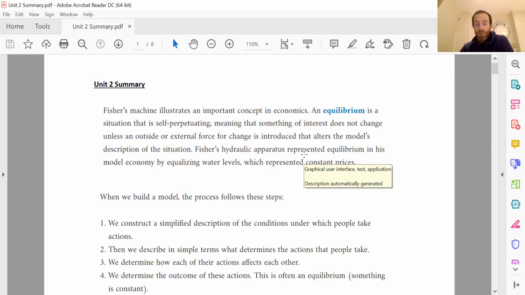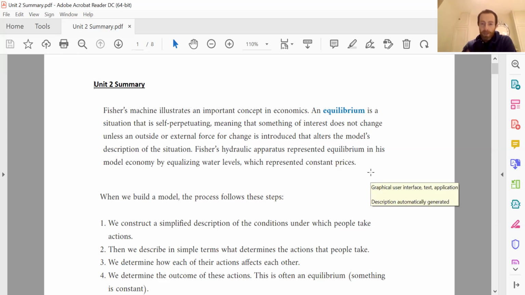So if you think about a demand and supply model, we know that we're going to get an equilibrium quantity and an equilibrium price where demand is equal to supply. And if nothing changes, that price and that quantity will stay the same. We need some outside, external force, something to influence demand or supply, in order to then move to a different equilibrium. So that's what we mean by an equilibrium: when we need some external force to alter the place where we're at right now.